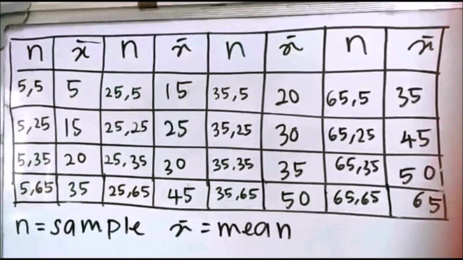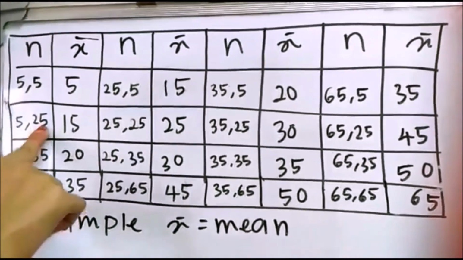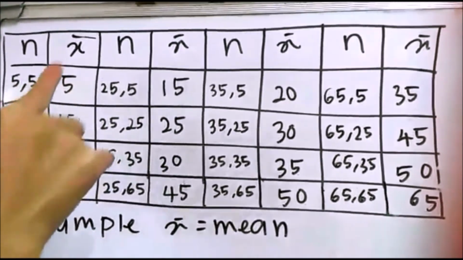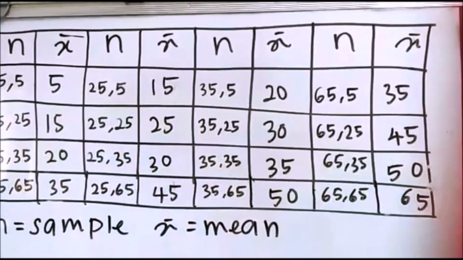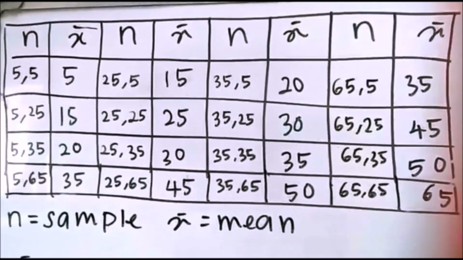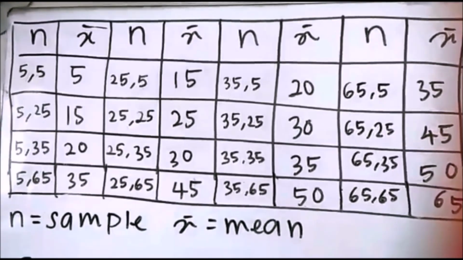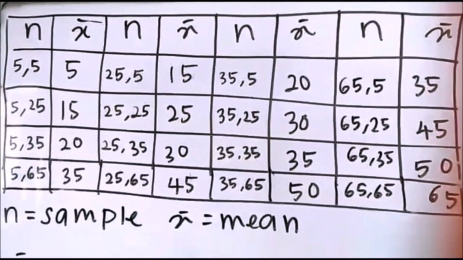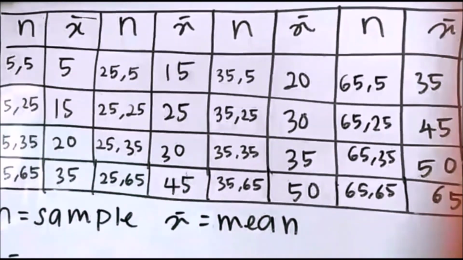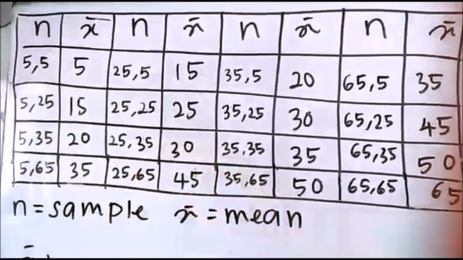Replacement of size 2, that's why we have 5 and 5, 5 and 8. To get the mean, 5 plus 5 divided by 2, then we get 5, and so on. Here we have 4 rows because we have 4 possible numbers. There are 9 possible values of the sample mean.